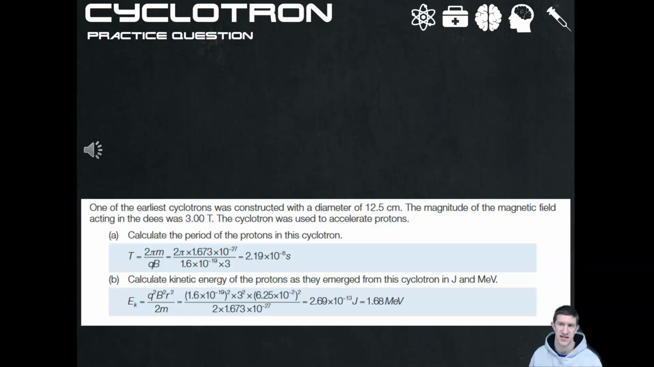Remember, electron volts is our 1.602 times 10 to the minus 19. We convert that, we get our mega electron volts from joules.